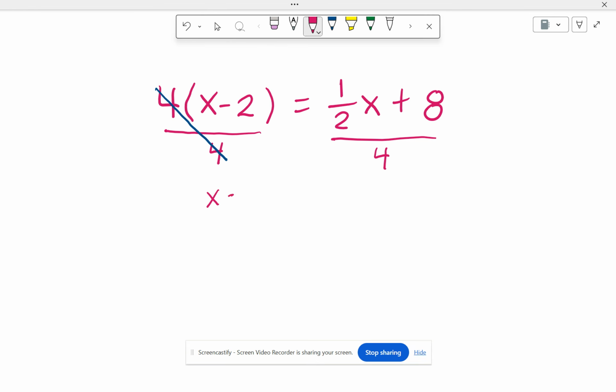If I divide out the 4, I have to do that on both sides of my equation. And on the left-hand side, I am left with x minus 2. On the right-hand side, I do have to divide by 4. Each of these terms needs to be divided by 4. So 1/2 x divided by 4, 1/2 times 1/4, would give me 1/8 of an x left over. And then 8 divided by 4 is just a positive 2.